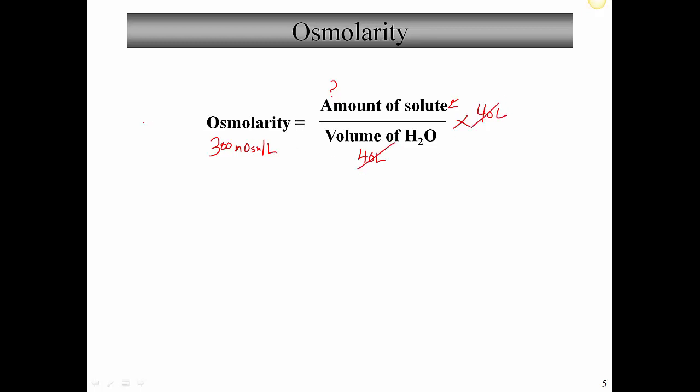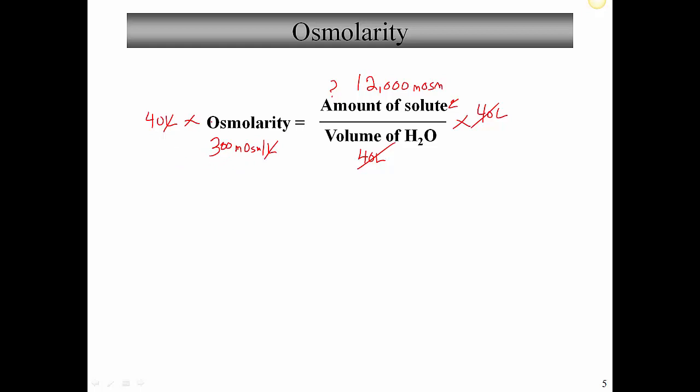The 40 cancels out over here. And if we multiply this by 40 liters as well, you notice the liters cancel out. And 40 times 300 gives us 12,000 milliosmoles of solutes. So we have about 12 osmoles, or 12,000 milliosmoles of solute, distributed across 40 liters of water throughout the body, and that gives us an osmolarity of 300 milliosmoles per liter. Okay, that's a pretty simple calculation.